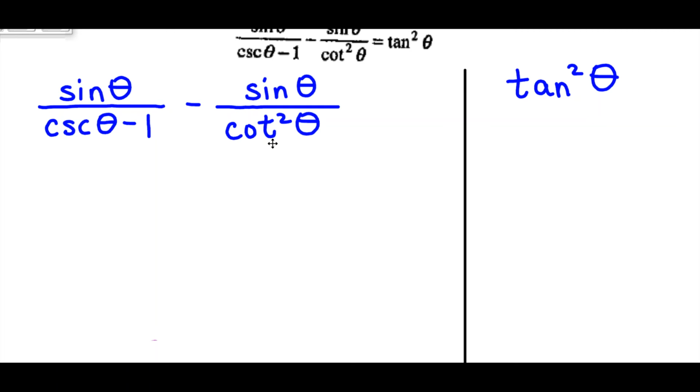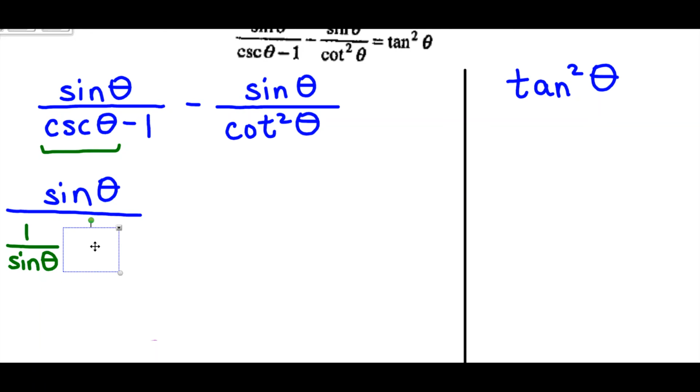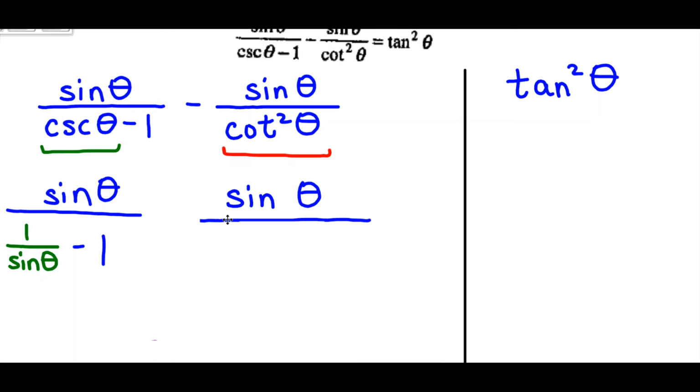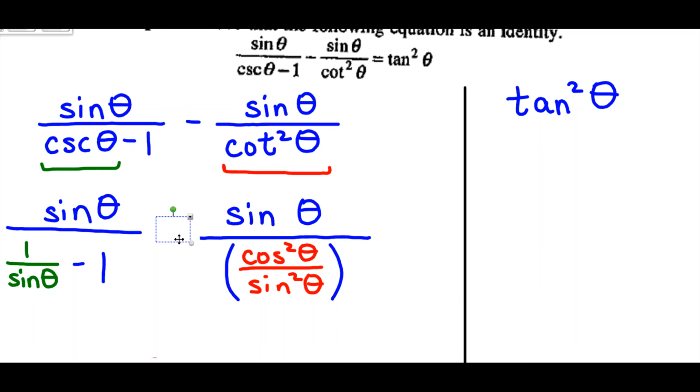There's nothing that I can factor. A common form of 1 is probably not going to help me. So I'm going to look at each of these terms and rewrite them in terms of only sines and cosines. So I'm going to take this cosecant theta and rewrite it as 1 over sine theta. This minus 1 is going to continue here. And in my second term, cotangent squared theta, I'm going to rewrite that as cosine squared over sine squared. So now I have everything written only with sines and cosines.